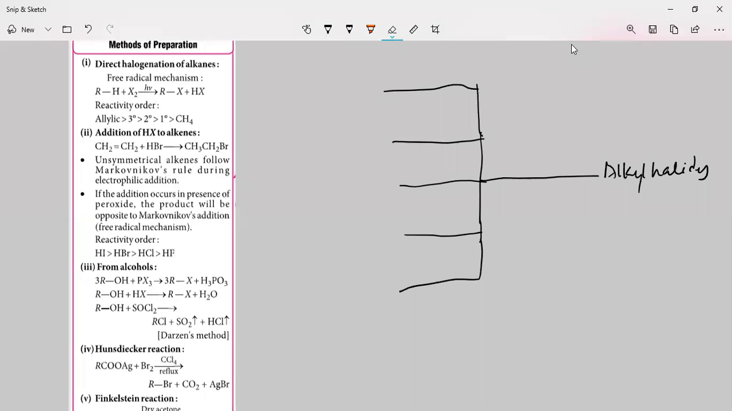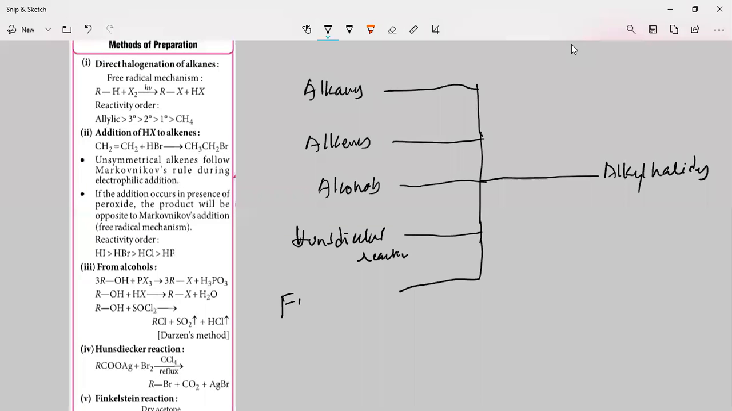So alkyl halides can be prepared from alkanes, from alkenes, and from alcohols. They can be prepared by a named reaction called the Hunsdiecker reaction, and by one more named reaction called the Finkelstein reaction. From these 5 methods, we can prepare the alkyl halides.